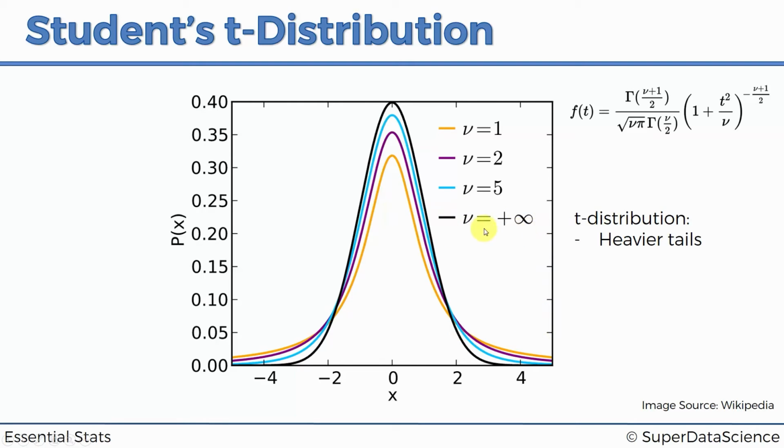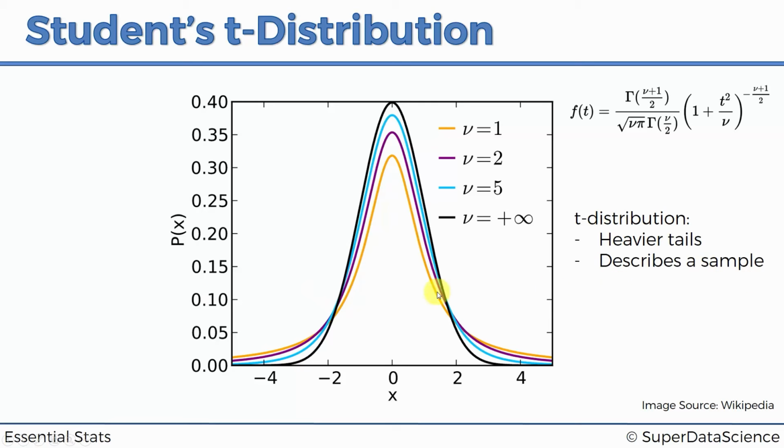In fact, it doesn't have to get to infinity. As long as degrees of freedom is around 30, your t distribution is pretty much identical to a normal distribution. So think of it as 30 is at infinity. So that's what 30 is. So it has heavier tails.